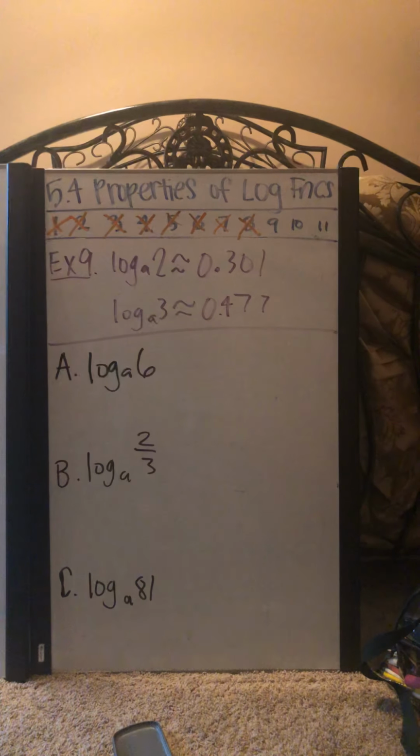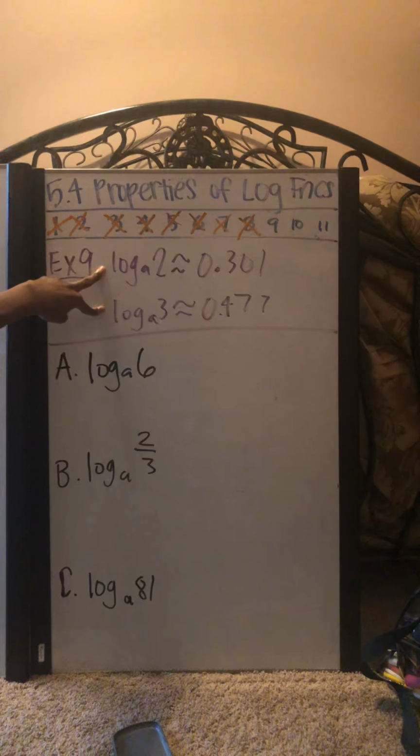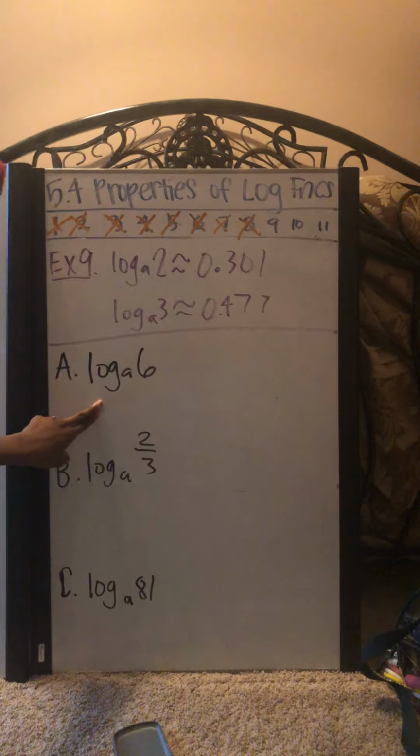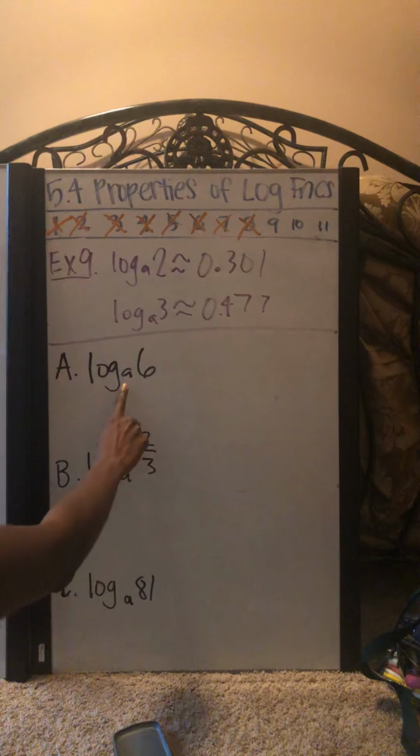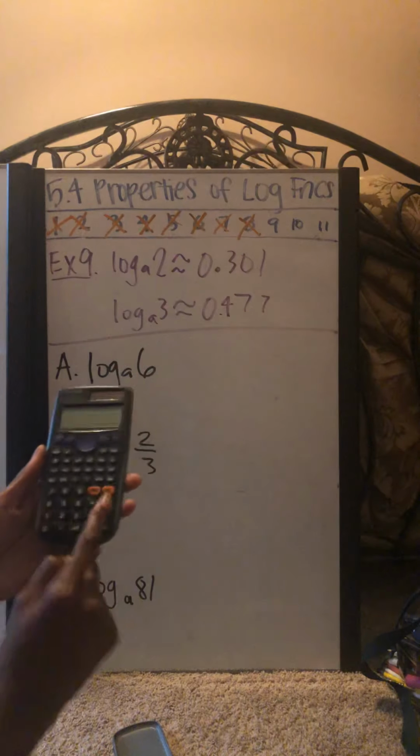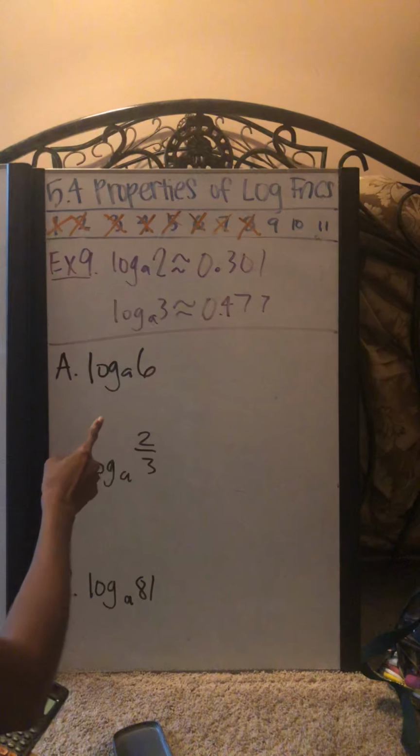Alrighty, so for example 9, we have 6 problems to go through. Essentially, we're given this information at the top, and we need to use this to solve these. Remember, you cannot use your calculator unless you have actual numbers. Here you have log A. You cannot plug in A into your calculator, so you cannot use your calculator.